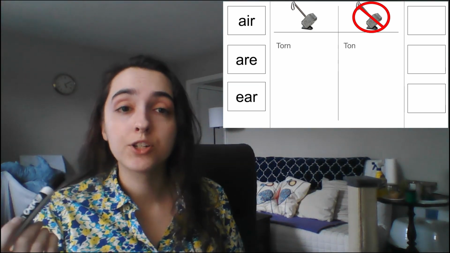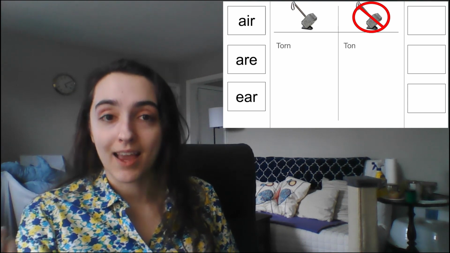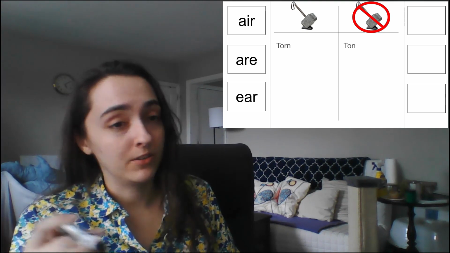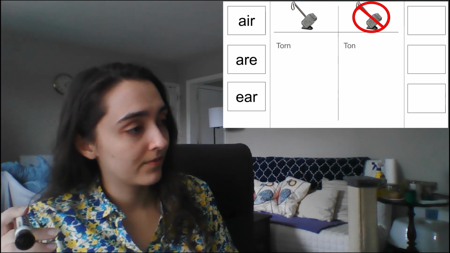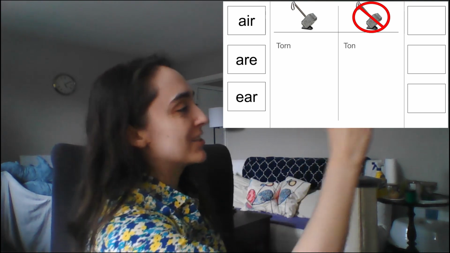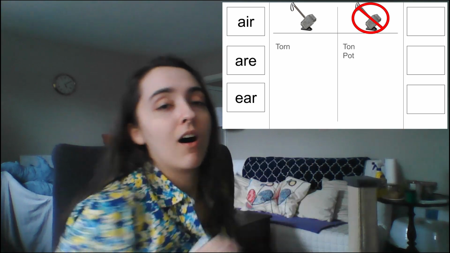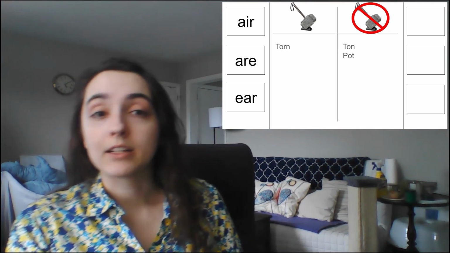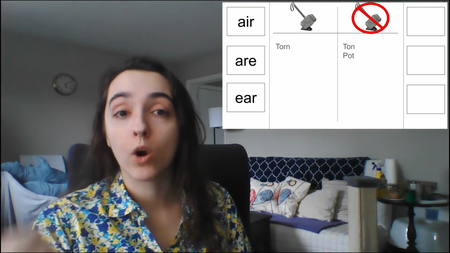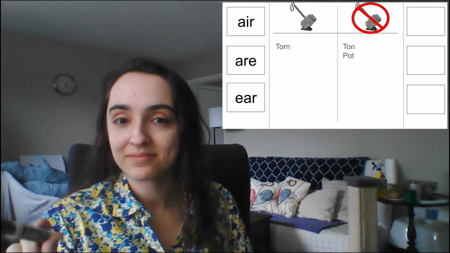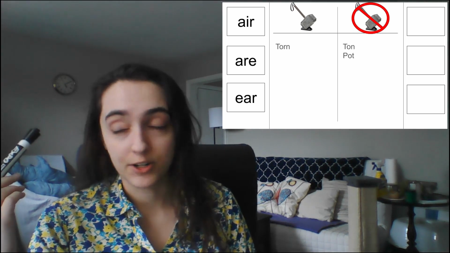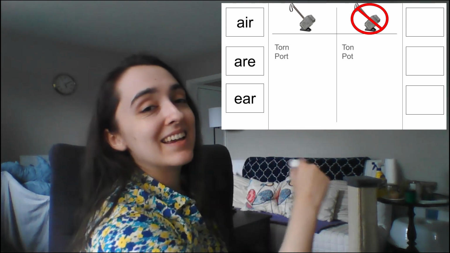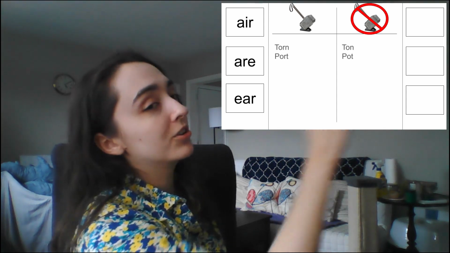Next word, watch, pot. Say it. Hand on your head if you think we have an R-controlled O. Right, this one doesn't either. It goes in our non-or column. Next one, watch, port. Say it. Hand on your head. Good, yes. It does have an R-controlled O.